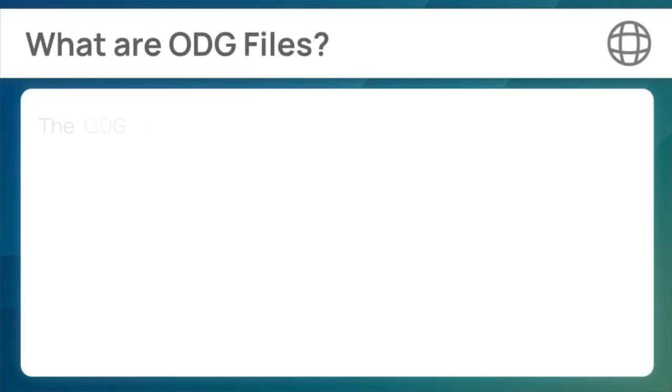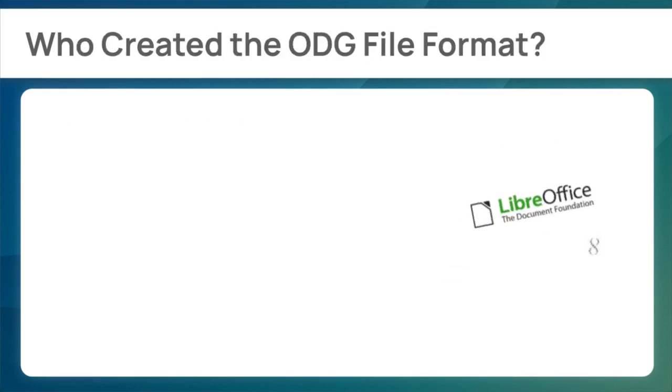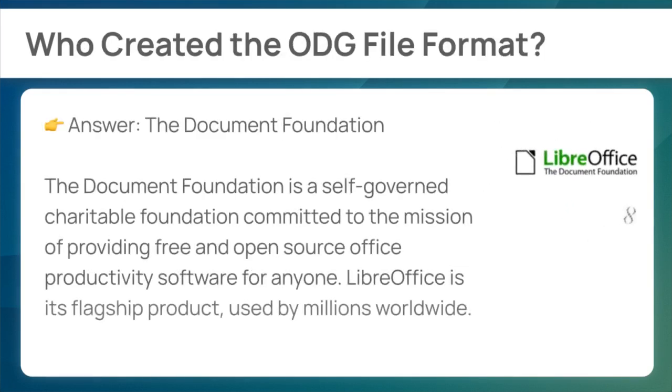The ODG file extension represents OpenDocument Graphics files, a vector image format used by applications like Apache OpenOffice Draw and LibreOffice Draw. ODG files store drawings, diagrams, and other graphical elements in a structured, editable format. They support features like layers, shapes, and text, making them suitable for creating illustrations and technical drawings.